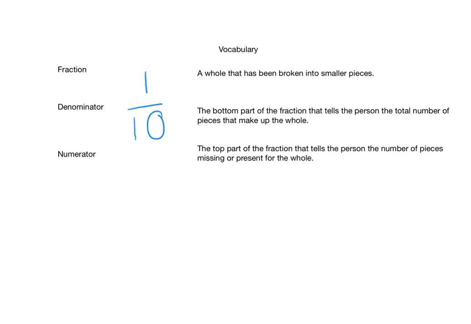And the numerator is the top part of the fraction that tells the person the number of pieces missing or present for the whole. So most of the time when you're looking at a fraction, you're not going to get a whole number. It will tell you how many pieces out of the whole you have or are missing.